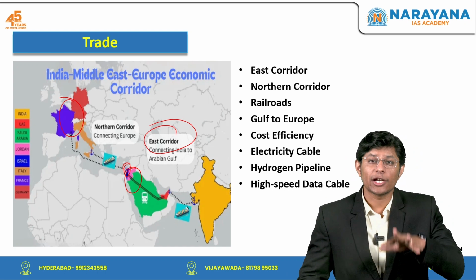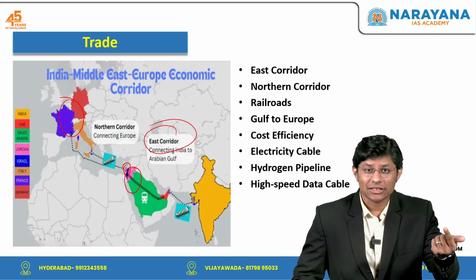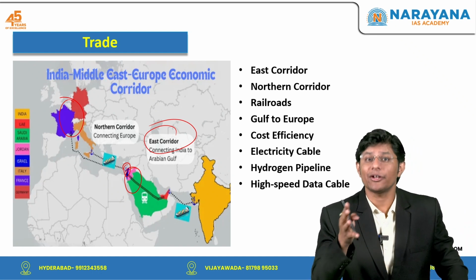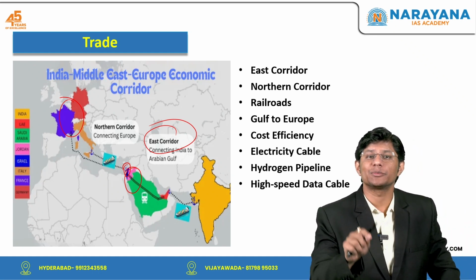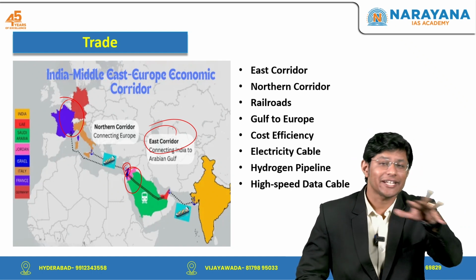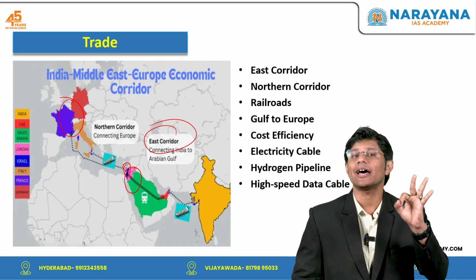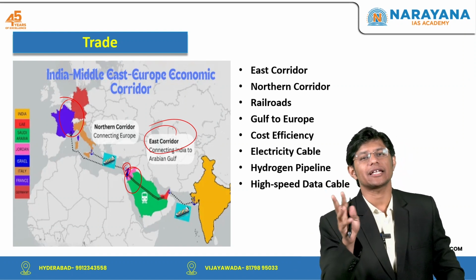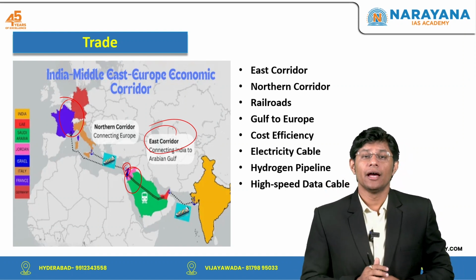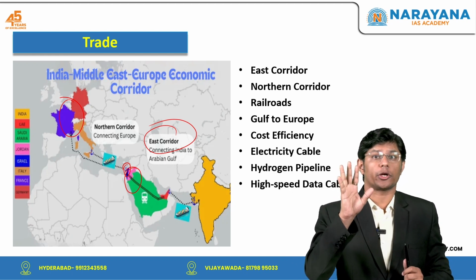Now, this corridor integrates what? Railways, roadways, ship to railway networks and road transport routes. All this will help in facilitating efficient cargo movement between three continents, and these are Asia, Middle East and Europe. Now, let me talk about the trade and cost efficiency with respect to the corridor.